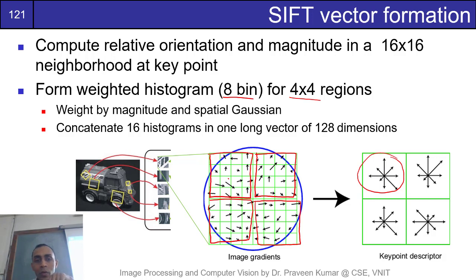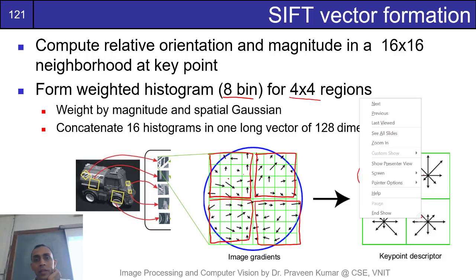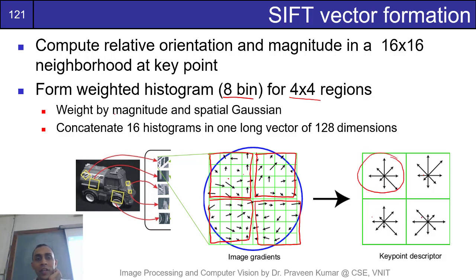They will distribute these orientations of the histograms in 8 directions, and we will get one histogram for one 4 by 4 region, similarly for another 4 by 4 region another histogram, and so on. And these histograms, as we said already, will be weighted by magnitude and the Gaussian window. Then they concatenated all these.